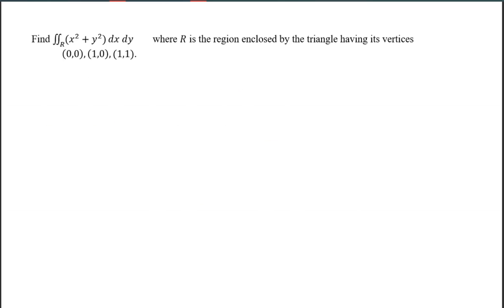Now come down. So one problem, let me describe today, how to integrate. We are asked to integrate x square plus y square in the xy plane, and the region R is given. What is the region R? R is the region enclosed by the triangle having its vertices 0, 0, 1, 0 and 1, 1.